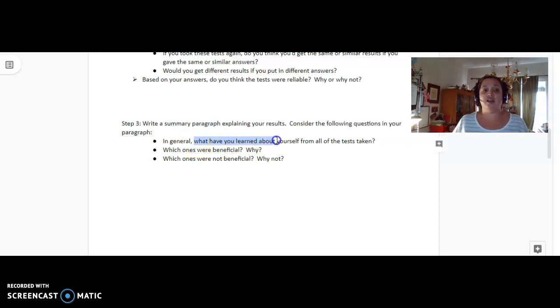For example, what have you learned about yourself from all of the tests taken? Guys, you might not learn anything. It happens. It's okay. Or you might learn something cool. Again, it happens. It depends on how well you know yourself. Some of you have taken multiple tests. Some of you have taken tests for other situations. So maybe this is all pretty much old for you. Which ones were beneficial and why? Well, even if they didn't teach you anything, but they said exactly what you've always thought about yourself, that can be beneficial to have self-validation, right?